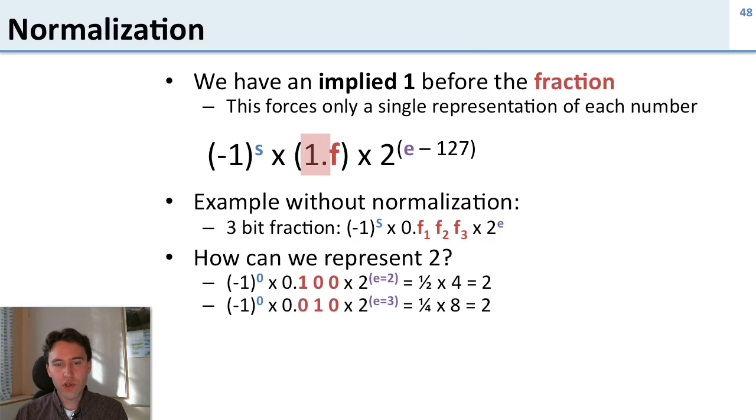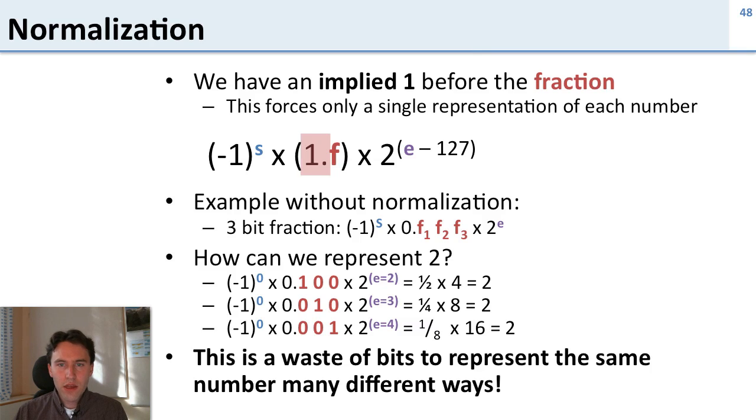But we could also shift over by 1. So we could have 0.010 times 2 to the third. This is 1/4 times 8, which is also 2. And we could do this again. We could shift over one more bit and have 1/8 times 16, which is also 2. So the problem with not having normalized numbers is there are lots of ways to represent the same value, and this is a waste of our number line.